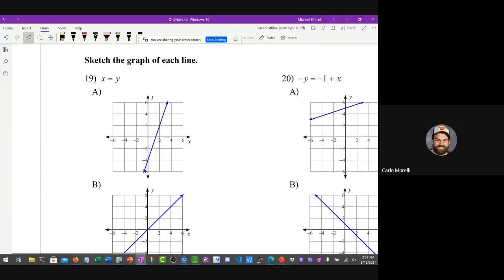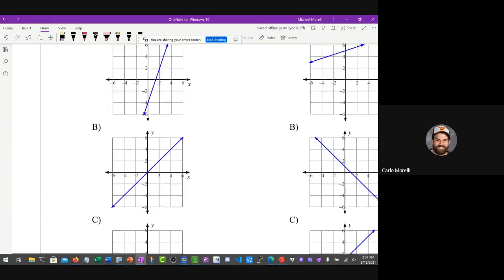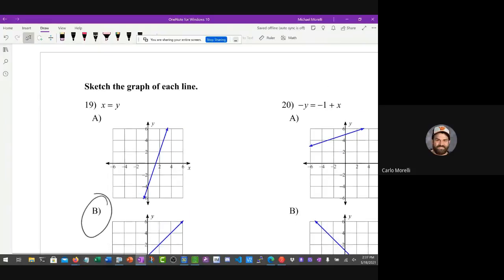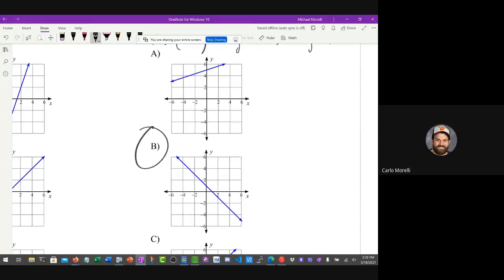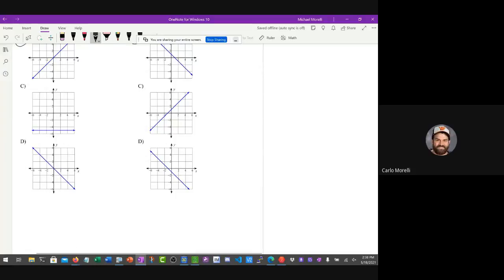Okay, number 19 is super easy. We just need a 45-degree line that goes through the origin. So it's B. And then number 20, just multiply this by negative 1, distributive property. Okay, so look for y equals 1 minus x, or y equals negative x plus 1. So we're looking for a negative slope crossing at 1. B. Done.